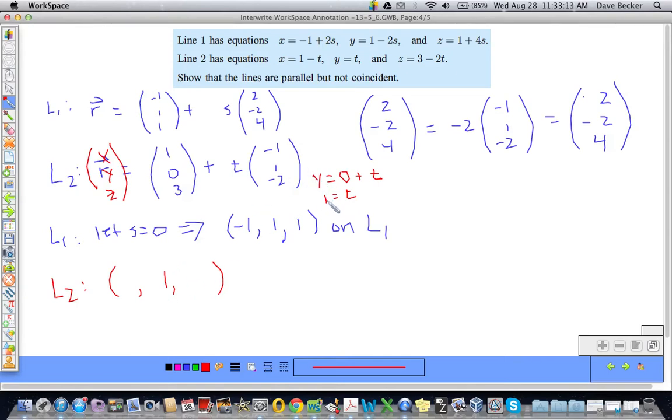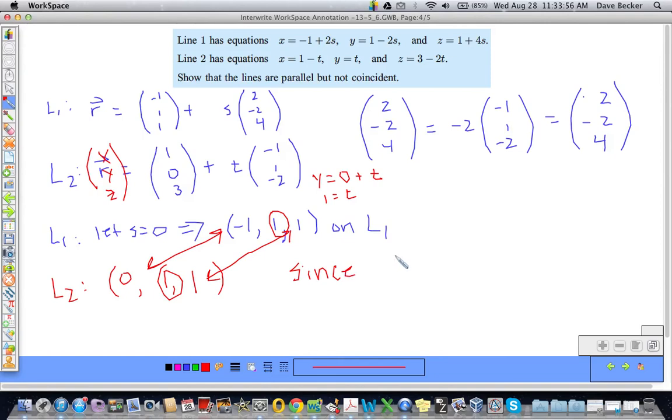So when t equals 1, what does it generate for the other coordinates? Okay, so I'm doing the x coordinate now, 1 plus 1 times negative 1 is 1 minus 1. That is 0. And then for z, 3 plus 1 times negative 2, 3 minus 2 is 1. I get the point (0, 1, 1). So I have the same y coordinate, but I have different x coordinates and different z coordinates. All I need is one difference. Okay, that is enough to show that the lines are not coincident.